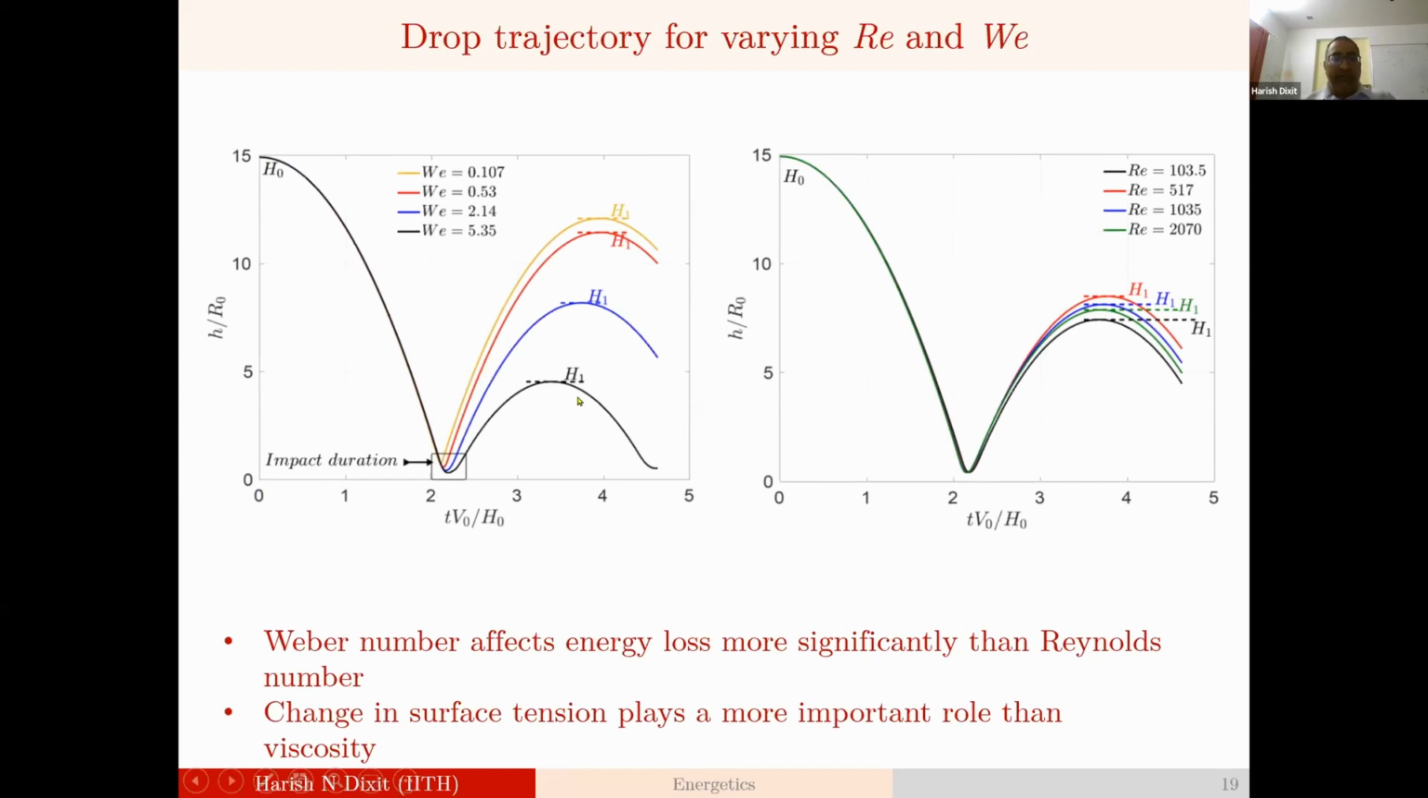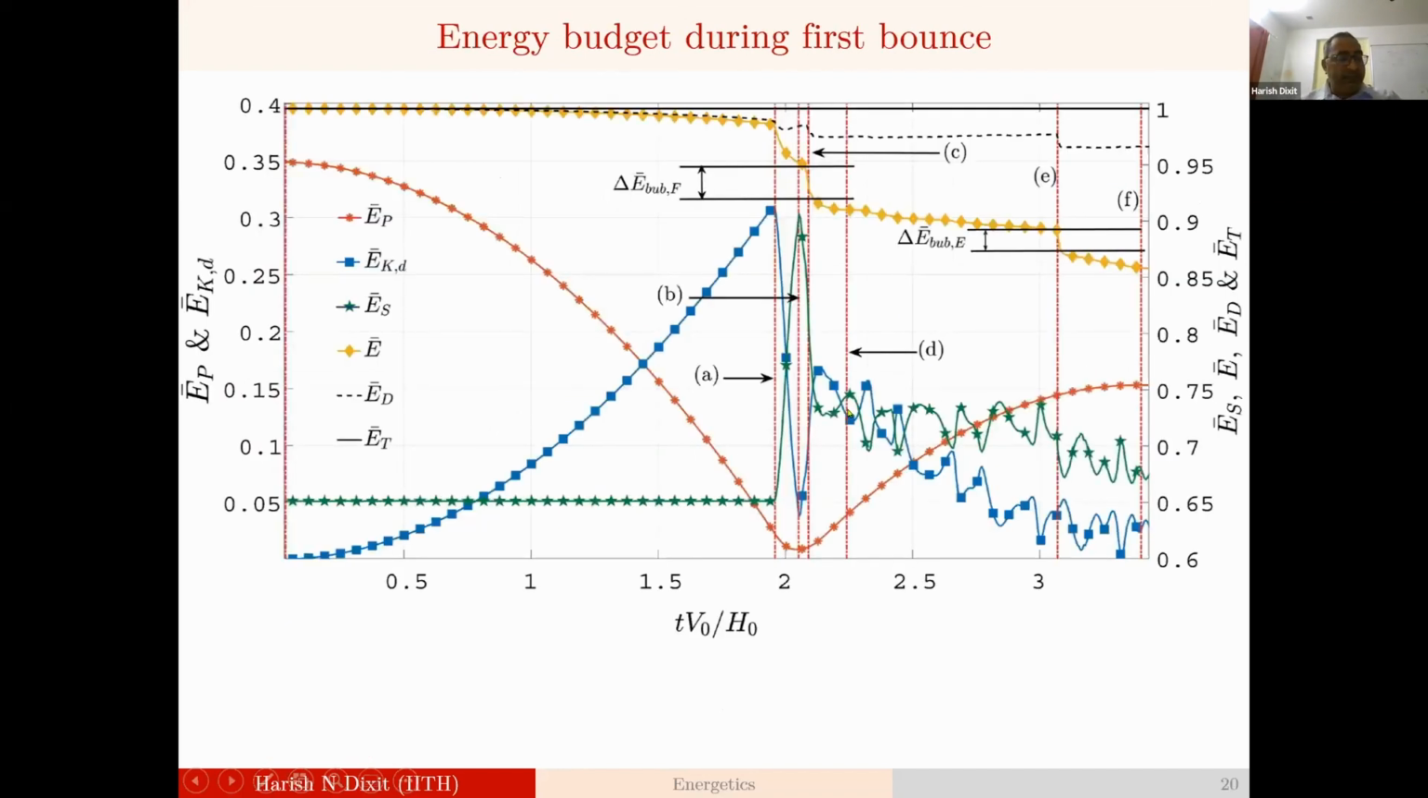But as you increase the Weber number, a lot of energy is lost to surface oscillations, and therefore the height to which it rises is very low. Now, this is largely a surface tension, capillary oscillation mediated loss, not a direct viscous loss, because if you repeat this for a fixed Weber number but vary the Reynolds number, the height to which the droplet rises does not change too much. So this is a sort of busy slide. What we are looking at here are various energies, starting with potential energy and kinetic energy of the droplet, and on the right side, surface energy and the total energy.